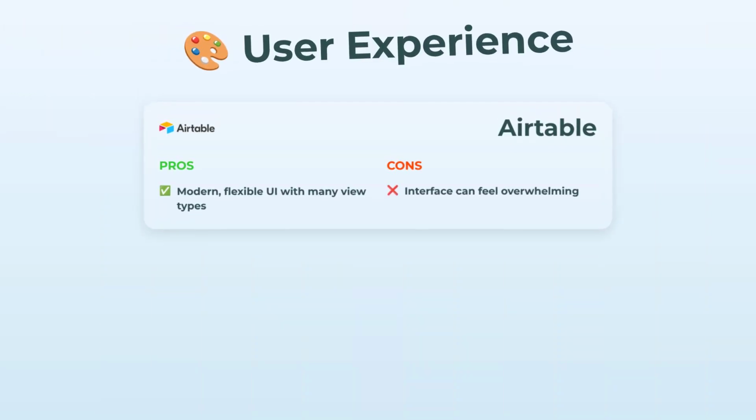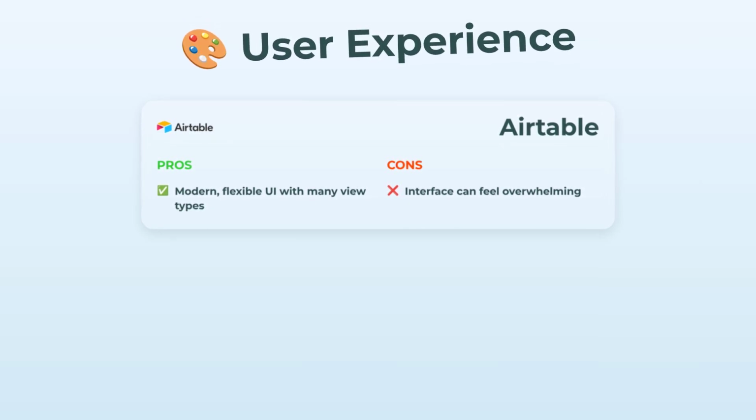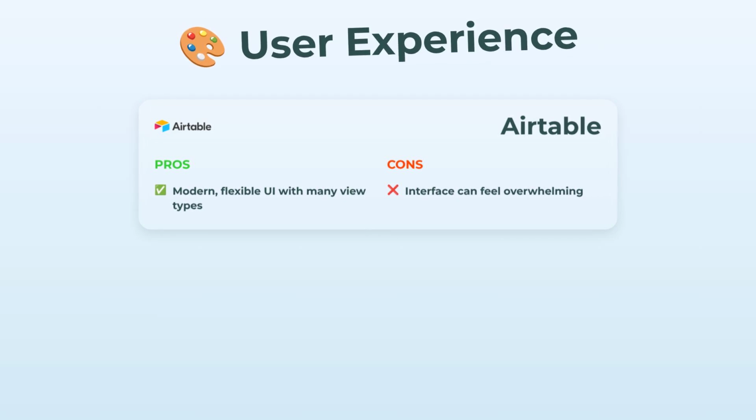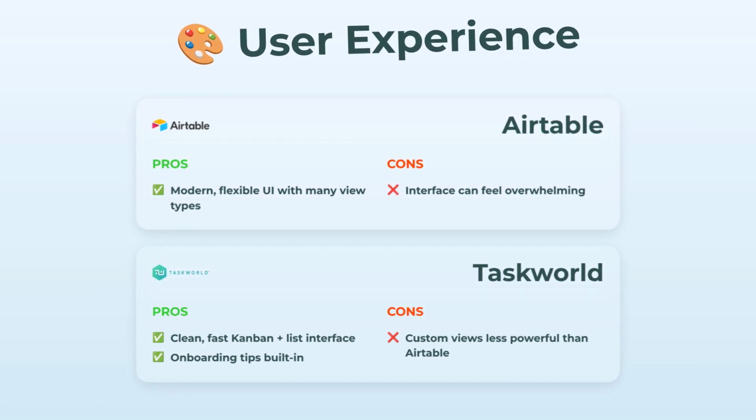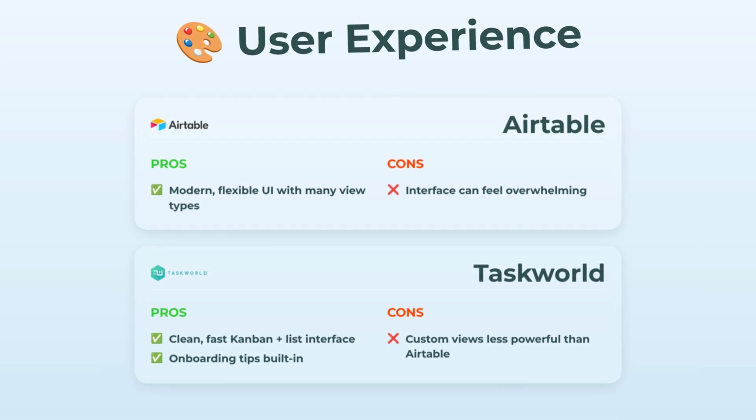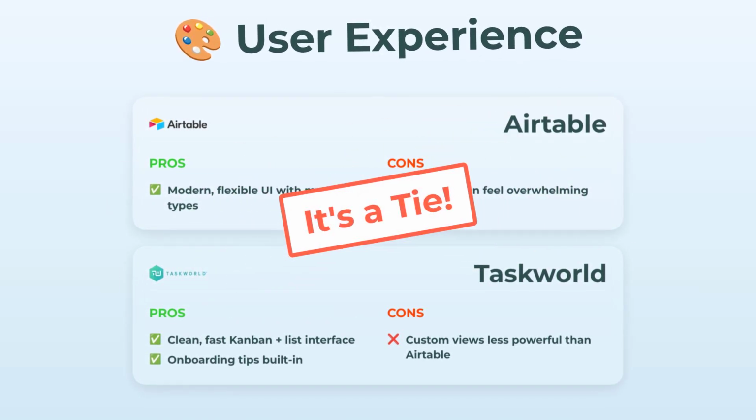User experience, both are honestly super nice to look at. Airtable looks modern, has a zillion view options, grid, calendar, gallery, all that, but sometimes it feels overwhelming, like where do I even click? With Taskworld, you get this super clean Kanban experience, fast lists, and little onboarding tips that just kinda guide you along Sherlock style. But fair warning, their custom views just don't stack up to Airtable. Gotta call this round a tie.